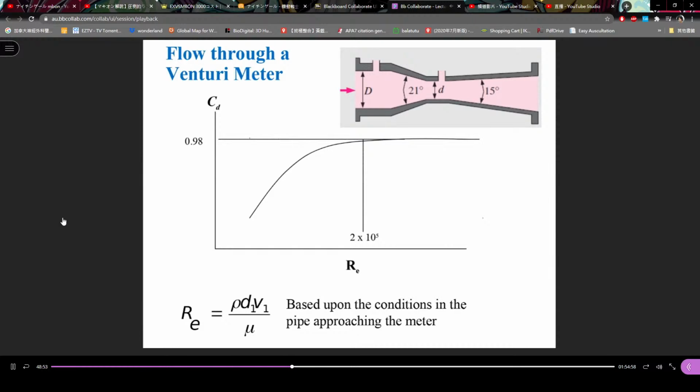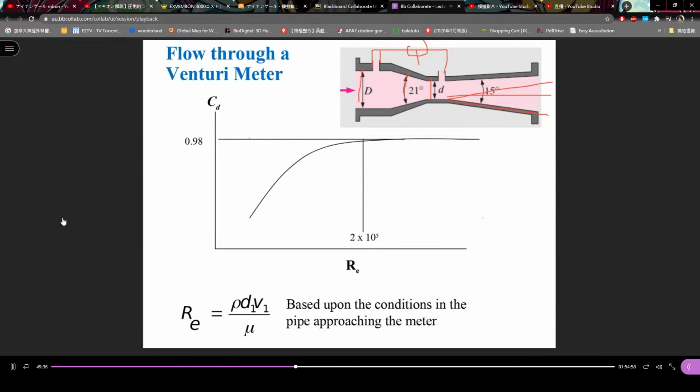And this is a real Venturi meter. You can see this is an inlet diameter. This is a narrowed diameter neck. We call it the neck. Then there is an opening here to connect a pressure difference meter. But there are different kinds of pressure difference measurement. And you see this angle is only 15 degrees. This angle is 21 degrees.